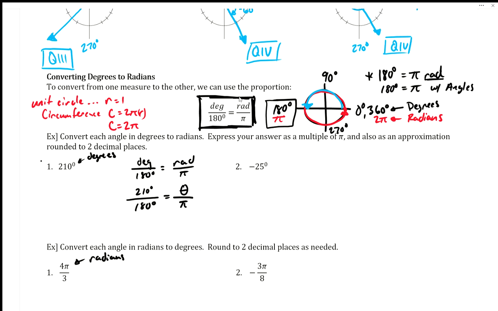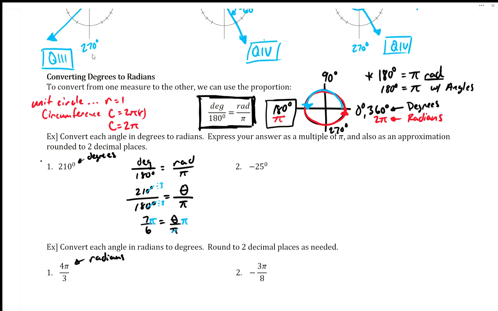It's just plug away, and then it looks like I can simplify this left fraction. Notice the zeros can cancel out. 21 and 18 are each divisible by 3. Okay, so if we divide each of those by 3, we get 7 over 6. So we'd have 7 over 6 equals theta over pi. And then I just want theta by itself. So the quick way to do that is to just multiply both sides by pi.